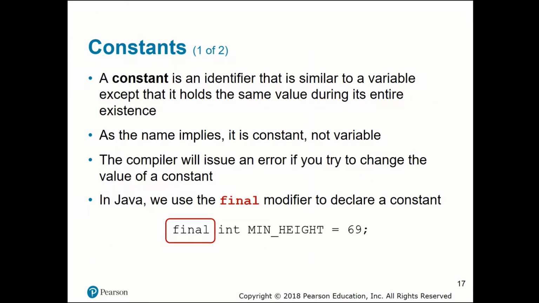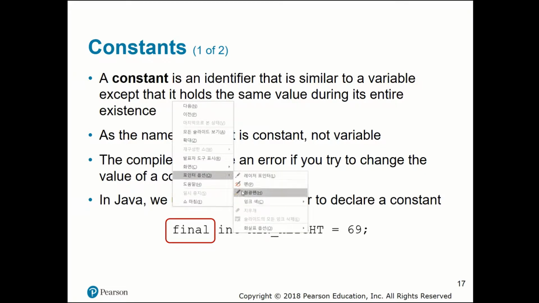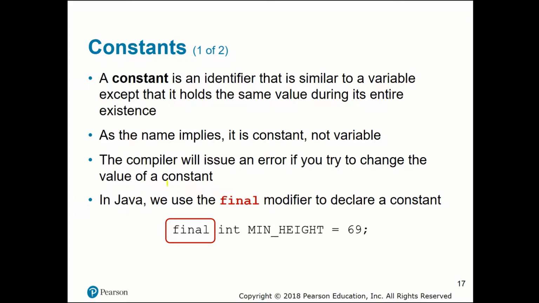So far, you have learned variables. Now you will learn constants. A constant is an identifier that is similar to a variable, except it holds the same value during its entire existence. As the name implies, this is constant, not variable. The compiler will issue an error if you try to change the value of a constant.